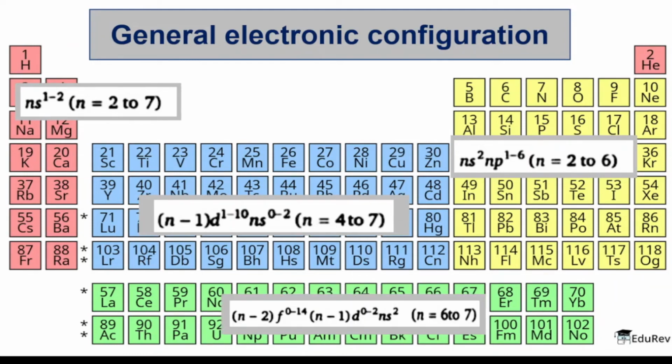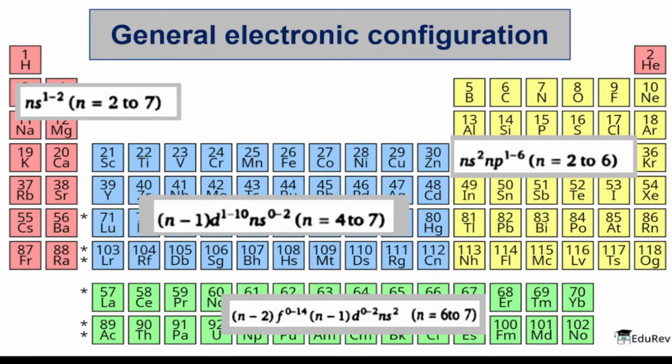Again, in the f block, we have the general configuration as (n-2)f 0 to 14, (n-1)d 0 to 2, and ns2. Again, here we have an anti-penultimate shell, which is the f shell. We have a penultimate shell, which is the d subshell, and here we have a valence shell, which is the s subshell. The minimum n value is 6, because only then we will be having 4f, which is the only possibility. We cannot have 1f, 2f, and 3f as discussed in the last slide.